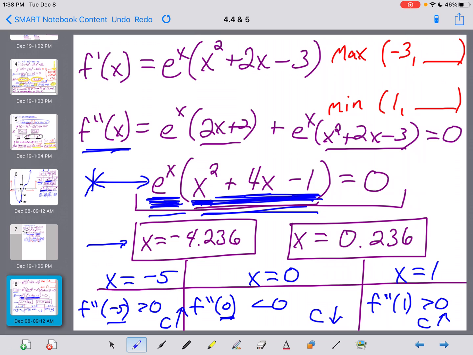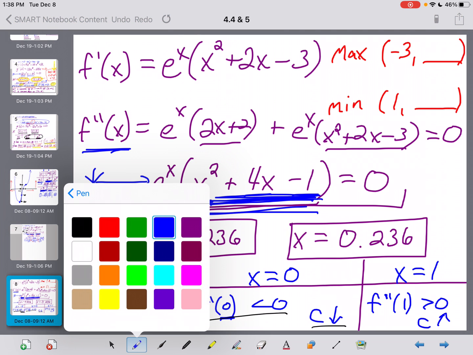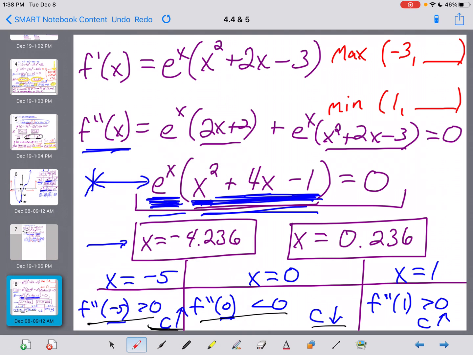So if we look at the 3 concavities that we just came up with, we started off being concave up, right, because our second derivative was positive. Then things changed. The second derivative was negative, and we're concave down. So because the sign of the second derivative changed, everybody, we have a point of inflection right here at x equals negative 4.236. Continuing to move on, how about the second one?